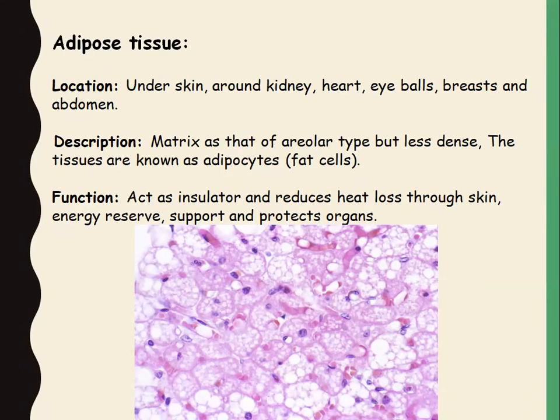Next one is adipose tissue. Location is under the skin, around kidney, heart, eyeballs, breast and the abdomen. Matrix is as that of the areolar type but less dense. The cells are known as adipocytes or fat cells. Function is to act as an insulator and reduce heat loss through the skin, energy reserve, support and protection of organs.